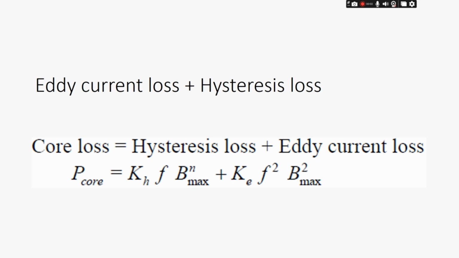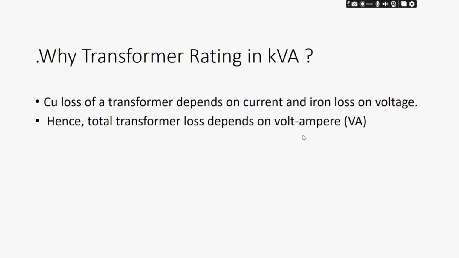Now coming to the core loss. One part of the core loss is called hysteresis loss, and another part is called eddy current loss. Hysteresis loss is directly proportional to frequency, and eddy current loss is directly proportional to the square of the frequency.